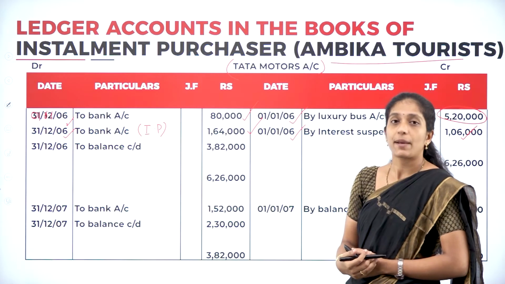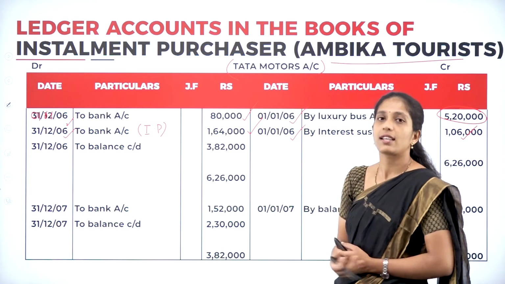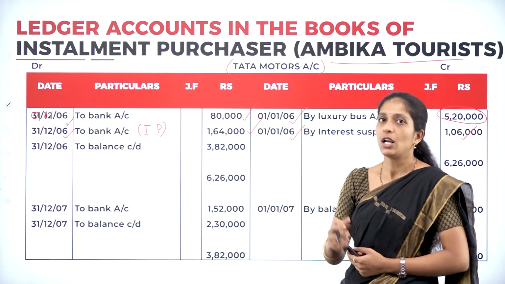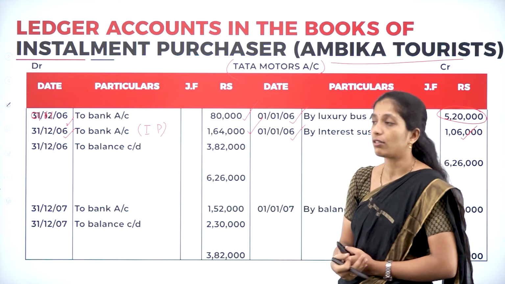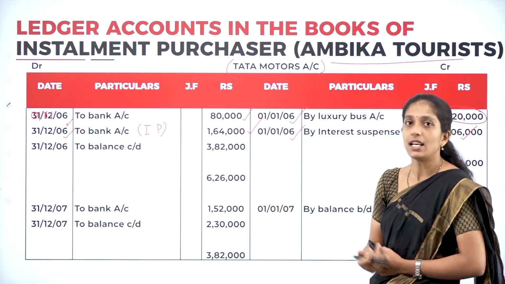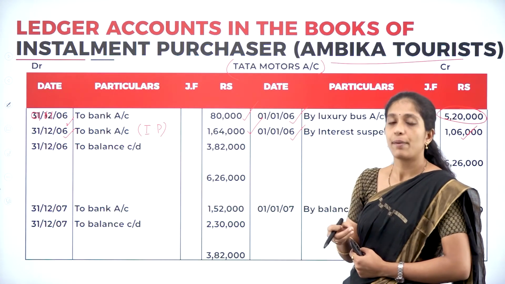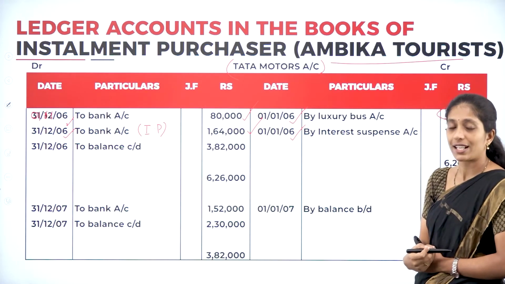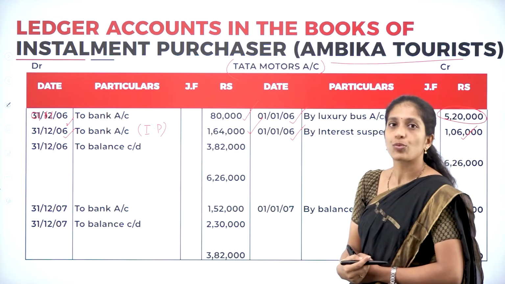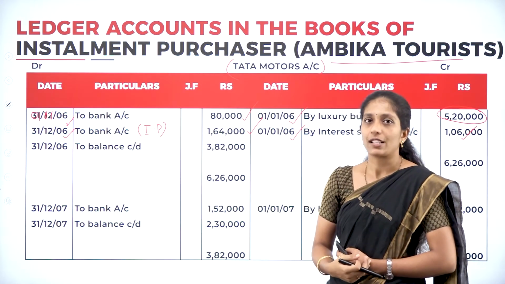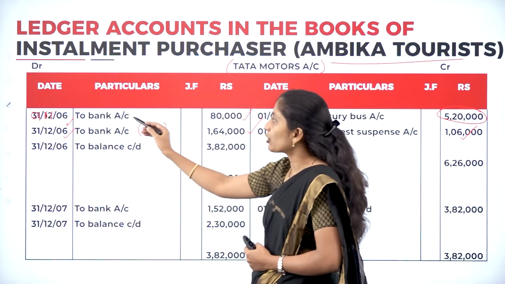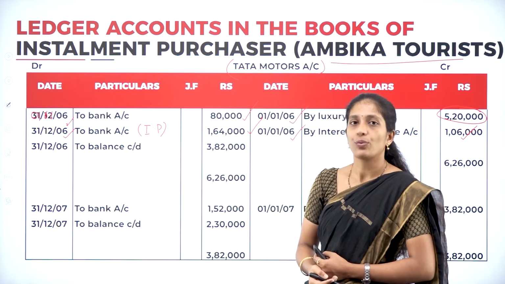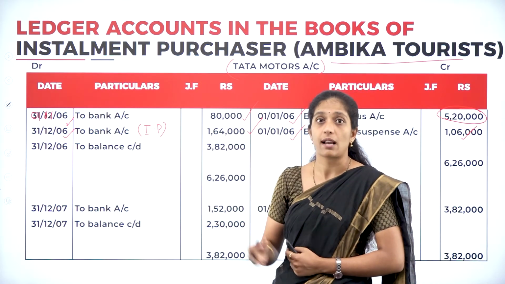Next entry is for charging depreciation, where you don't come across installment seller account. Next, transfer of interest and depreciation to profit and loss account, where you don't come across installment seller account. So what are the entries to be recorded in the first year? First one is for asset purchase: asset account Dr., interest suspense account Dr., to Tata Motors account, that is installment seller account. The next one is for down payment made: installment seller account Dr. to bank account. And the third one is for interest due, where we are not going to record in installment seller account.